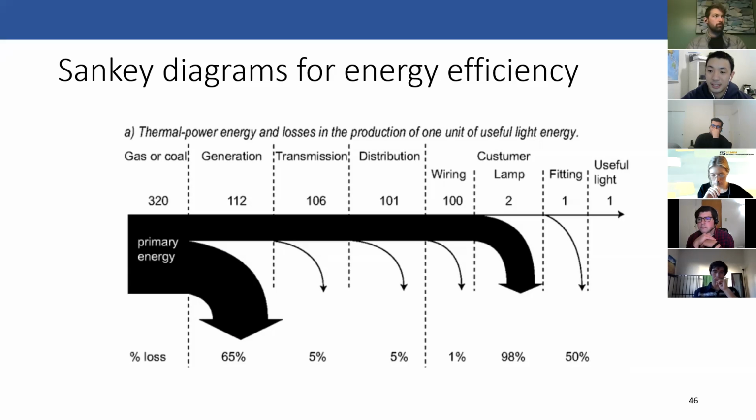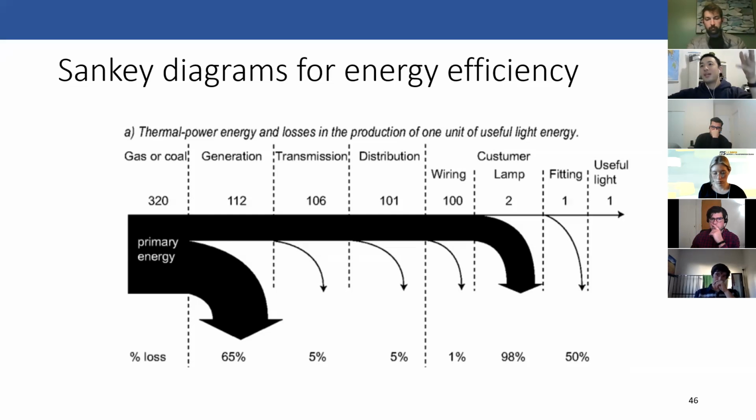You're going to get 65% which is wasted heat energy. And then 112 of that is going to be electricity. Going from the power plant, you're going to do your step-up transformers through your transmission system, step down through your distribution lines, and in those processes you're going to lose a little bit, so 5% and 5%.